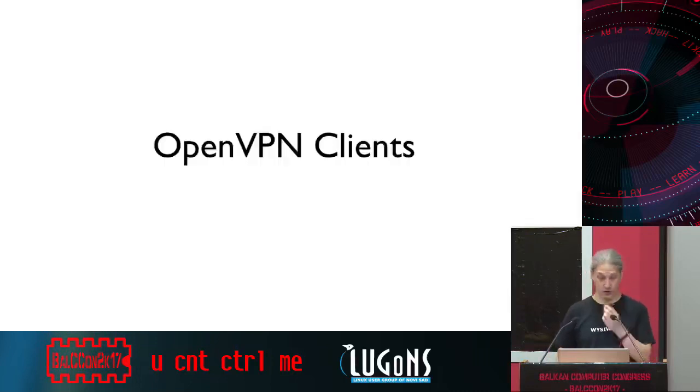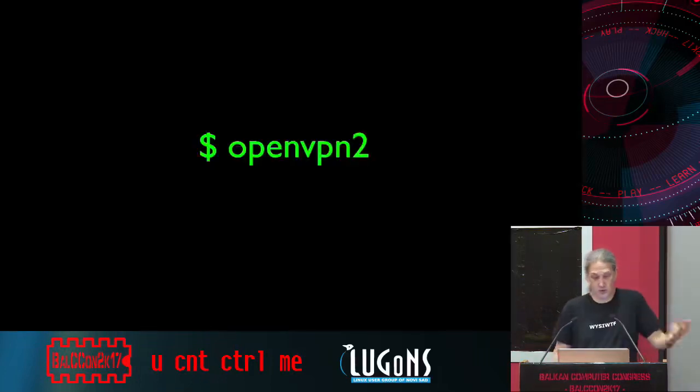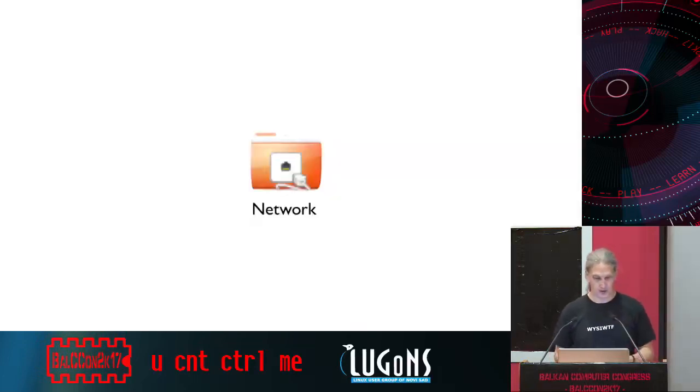So what clients can I use to connect? Well, of course, there's OpenVPN on the command line if you want to. Depending on your distro, it's called OpenVPN, OpenVPN2, OVPN, OVPN2. You'll find it on your operating system. It's available pretty much everywhere. Macs, Linux, BSD, there's no problem with that. On Linux, there's also a GUI for the network manager available.